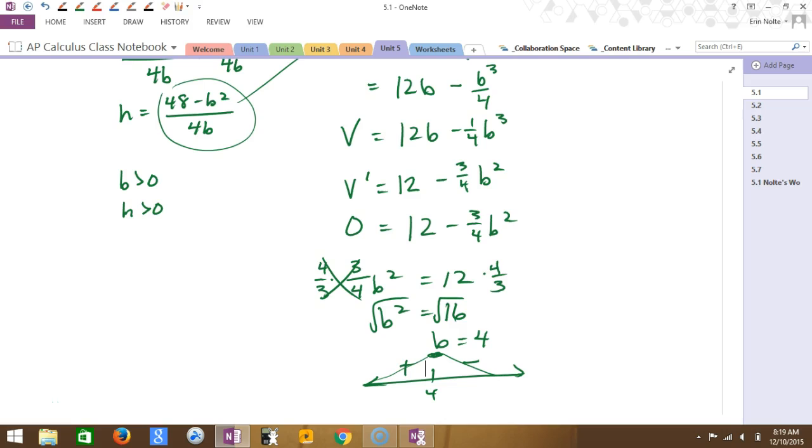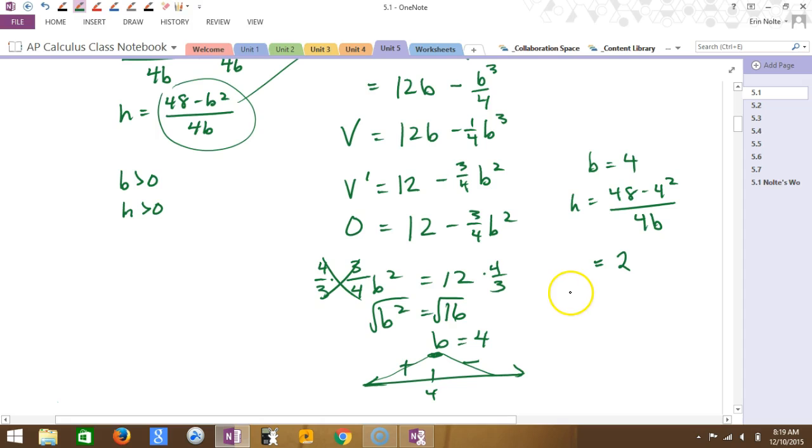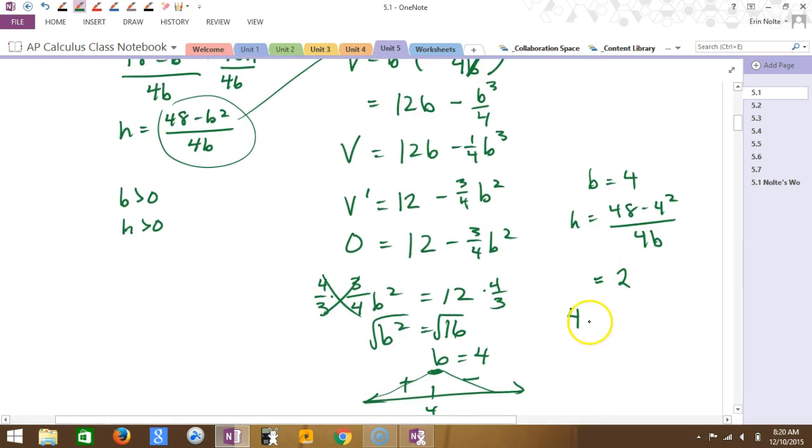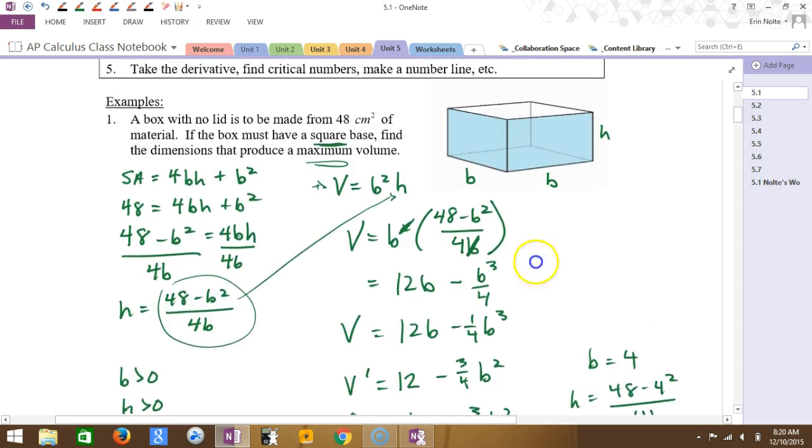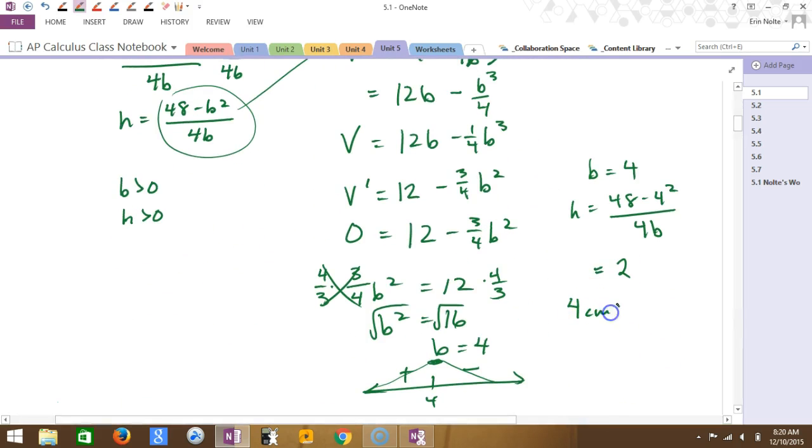So if the b value is 4, then we can plug that into the h. And you would end up getting an h value of 2. So we basically have a 4, and the base is the 2 bases, so it's like 4, and what's our length? Centimeters. 4 centimeters by 4 centimeters by 2 centimeters.